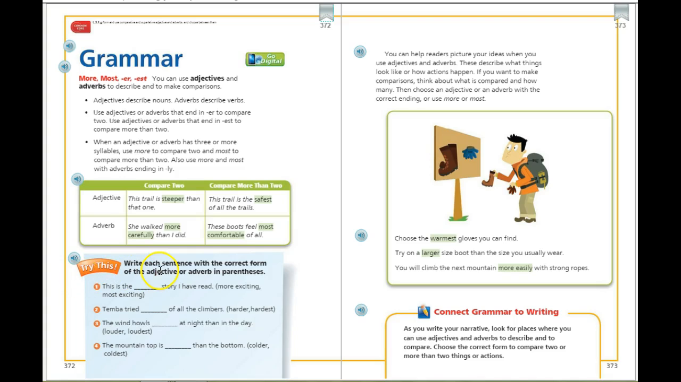You're going to write each sentence or just discuss it and put the correct form of the adjective or adverb in parentheses. They have them for you. You need to choose which one makes the most sense in these 4 sentences. Come back to the video once you're done.